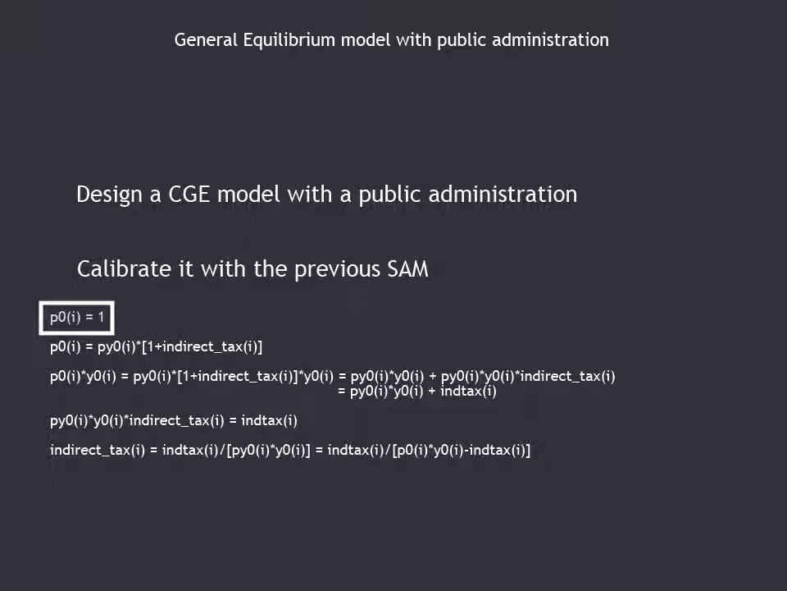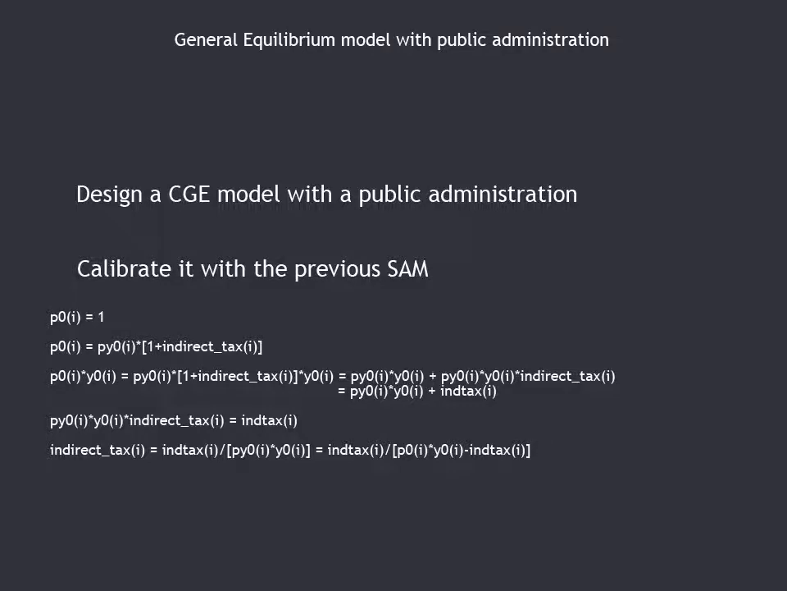Then the next equation, you do not write this equation within the program, but you can think about it, and you can use, for example, a sheet of paper, in order to understand the calibration of this rate of taxation. So what you've got is that P0 in sector I is equal to Py0 in sector I times 1 plus the rate of taxation in sector I.